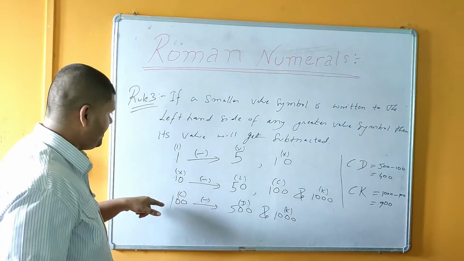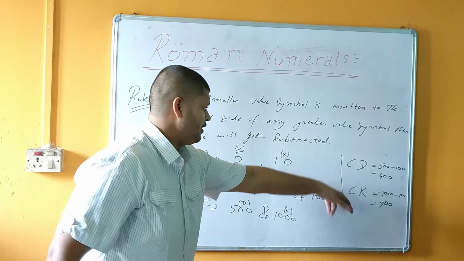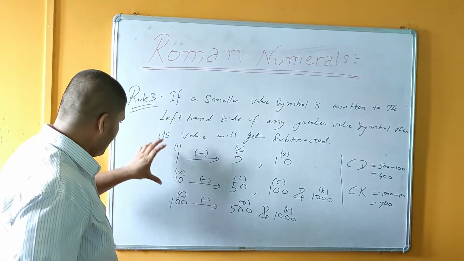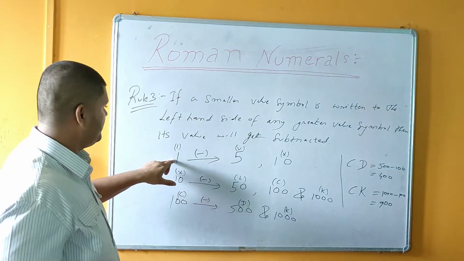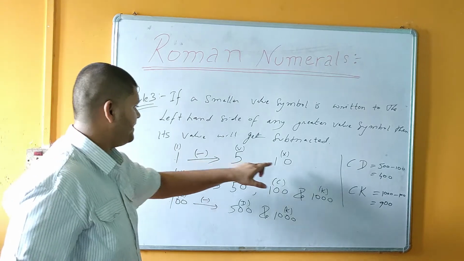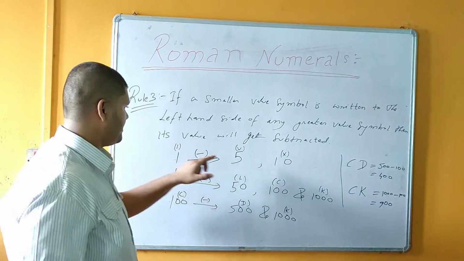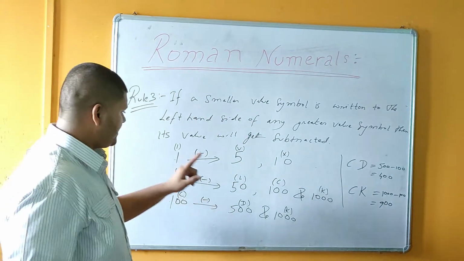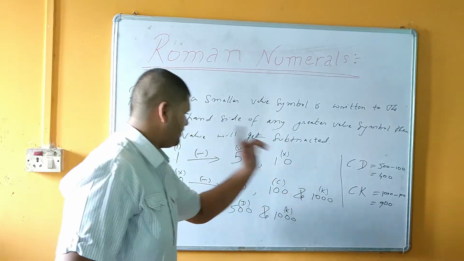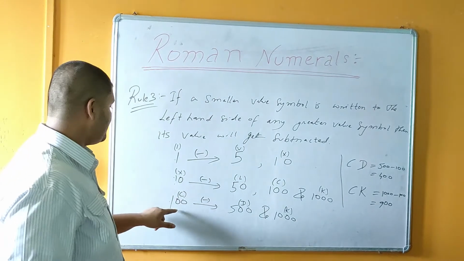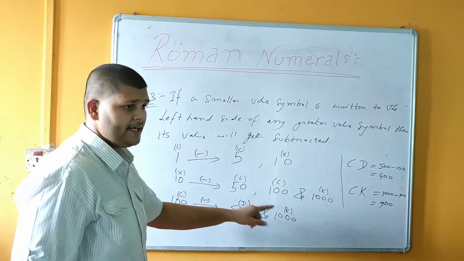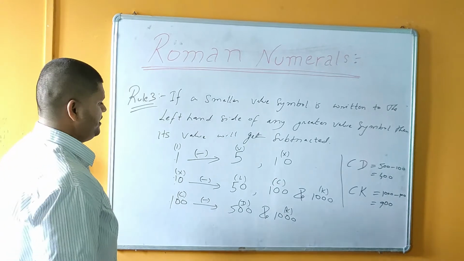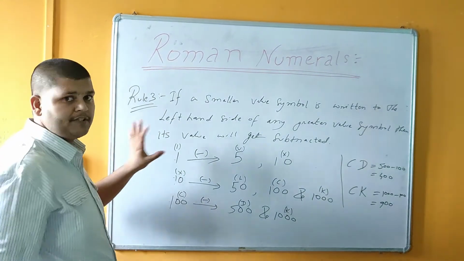In rule number 3, we have got this one. I mean to say that these numbers will be subtracted from 5 and 10 only. This I will be subtracted from 5 and 10 only. This 10 will be subtracted from 50, 100 and 1000 only. This 100 will be subtracted from 500 and 1000 only. This is all about rule number 3.